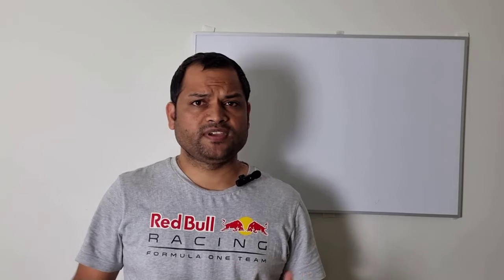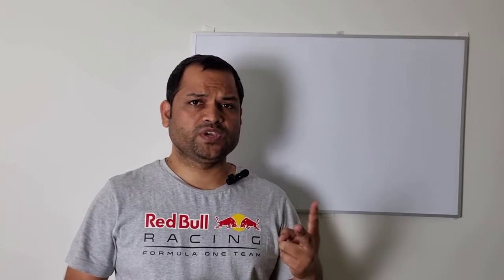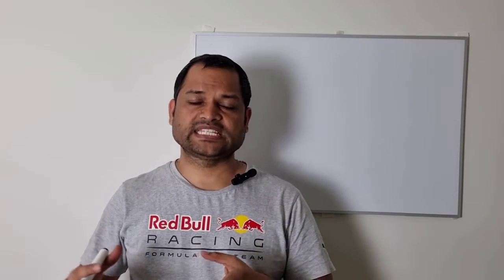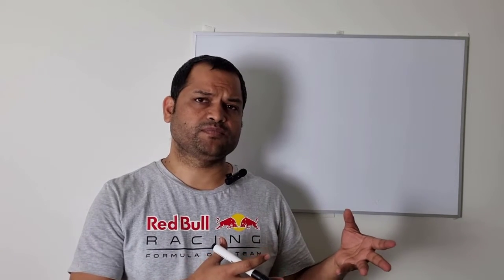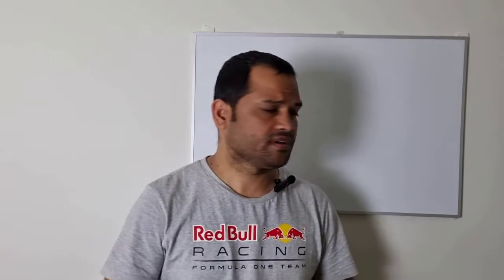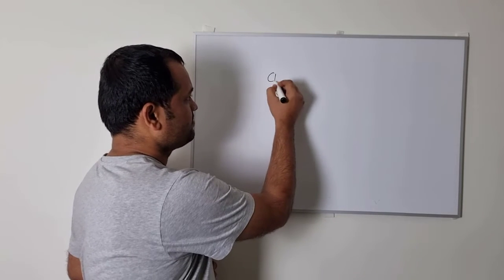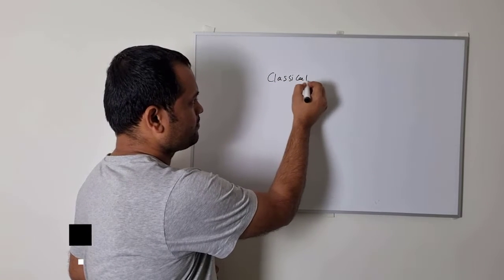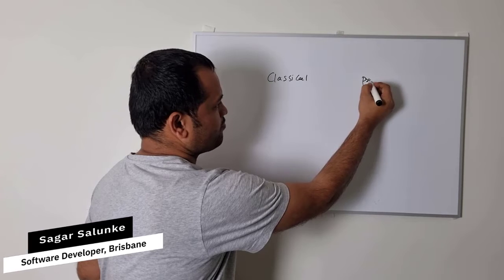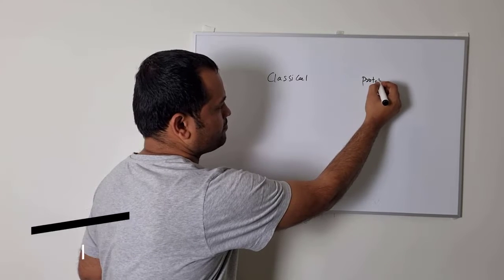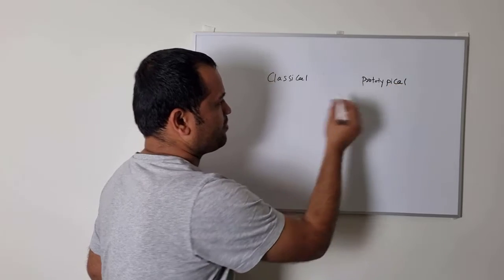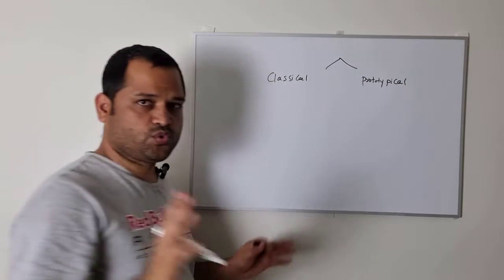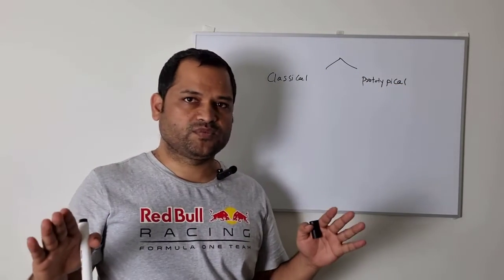So when we talk about inheritance in general, there are two ways in which inheritance can happen. One is classical inheritance and another is object-based inheritance, or prototype-based inheritance. Classical and prototypical. We can say prototypical inheritance. So there are two different paradigms.